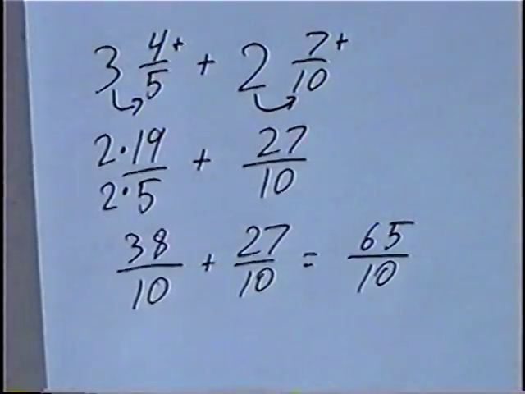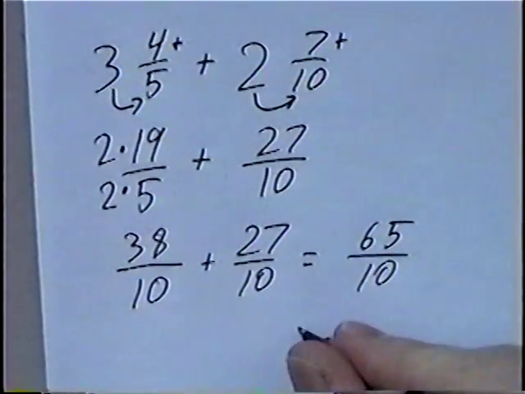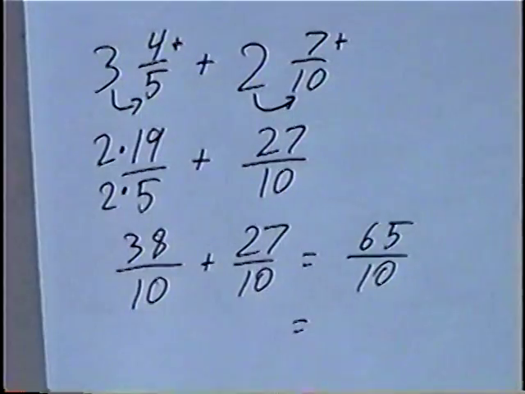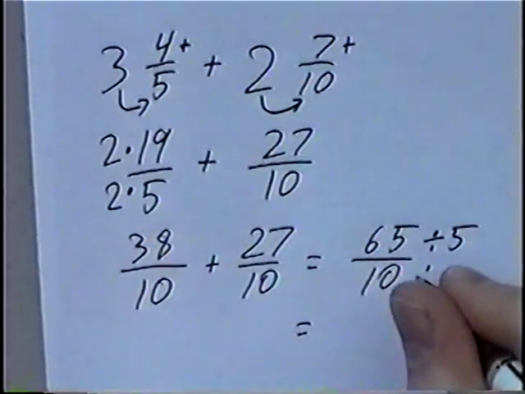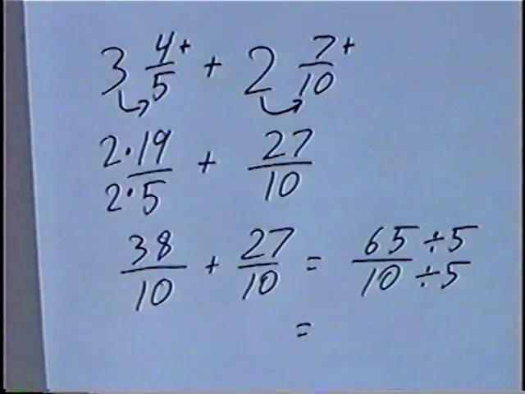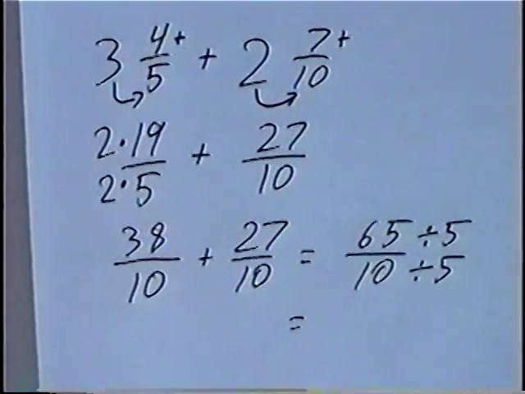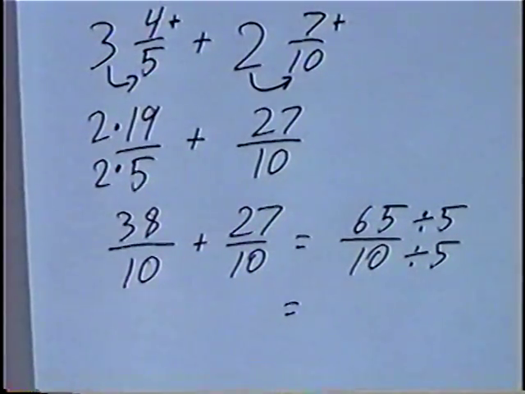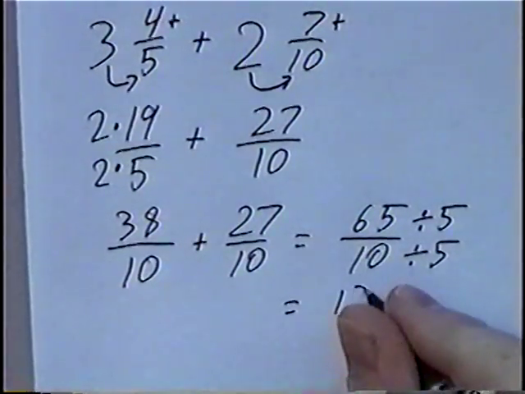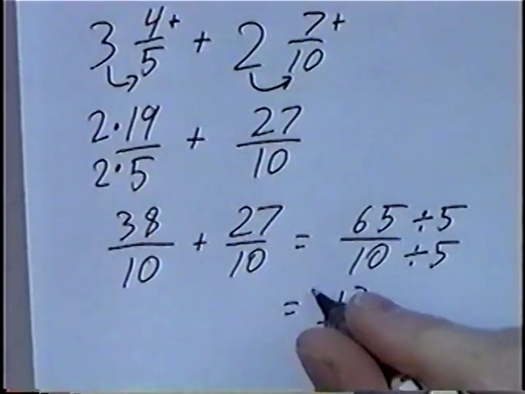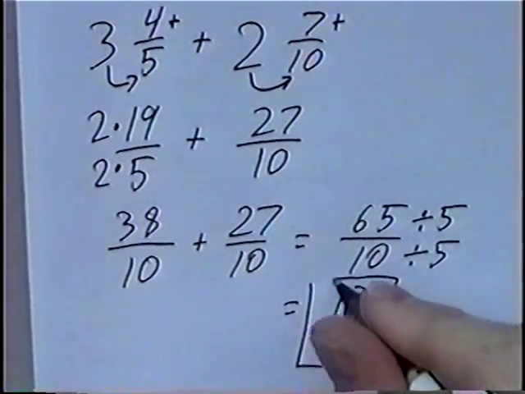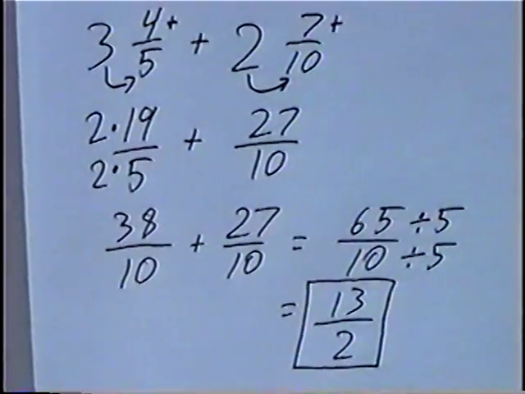Keep in mind we want to reduce fractions when possible. If we have 65 and 10, we can divide each of those by 5. 65 divided by 5 would be 13, and 10 divided by 5 would be 2. So our final answer is 13/2.